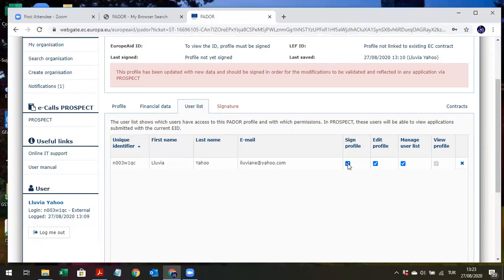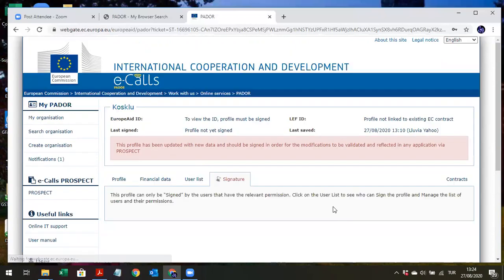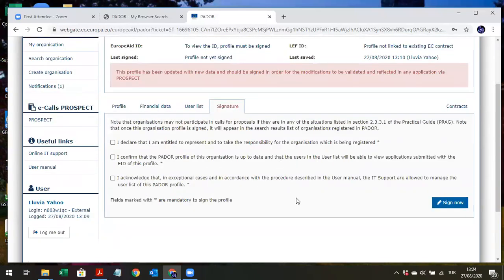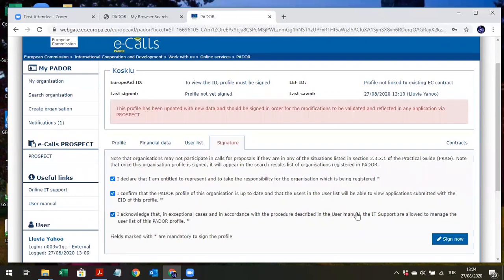And then you can also assign different roles to each user. One of them, if they have the sign profile capacity, can go through the whole process, or you can assign them limited capacities here. And then once all the required information at this concept note stage, or later at the full application stage, is uploaded, you will need to tick these boxes and sign. If you don't sign, your profile will not be created, and you will need to go back and carry on from where you left, and then sign to create your profile. So basically, this is PADOR. This is how you create the profile.